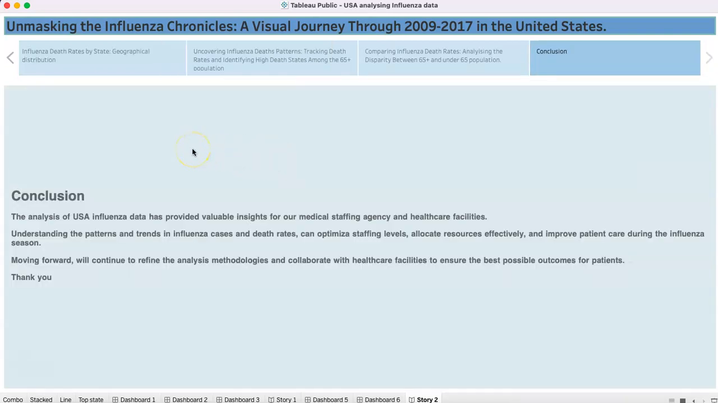So, moving to the conclusion. The analysis of USA influenza data has provided valuable insight for our medical staffing agency and healthcare facilities. By understanding the patterns and trends of influenza cases and death rates, we can optimize staffing levels, allocate resources effectively, and also improve patient care during the influenza season.